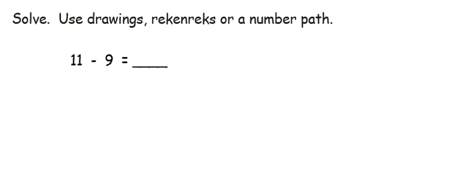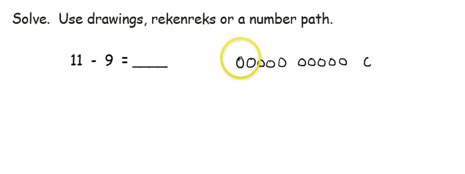First, I'll start with using a drawing. The problem is 11 minus 9. I'm going to start by drawing a group of 11, and I'll show that as a group of 10 and one more. So I have 5 and another 5 to make 10, and then one more. To show that I'm going to subtract 9, I'm going to cross off 9 of those circles.